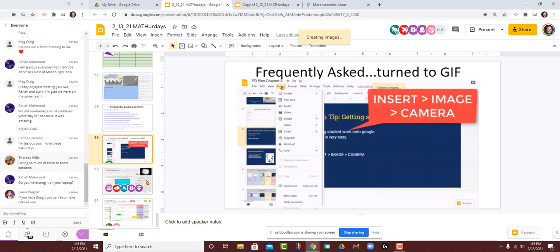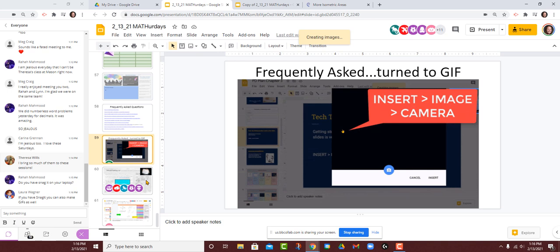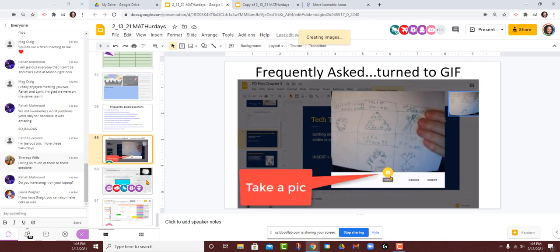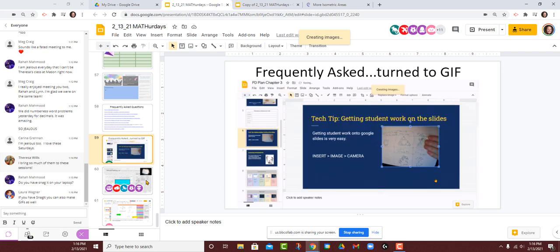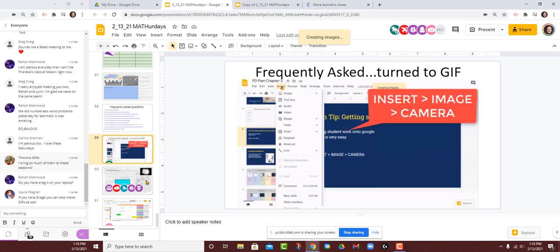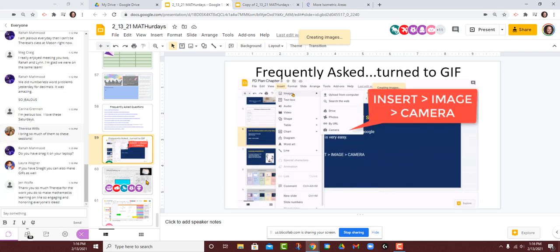Oh, Laura, I didn't know Snagit will turn things into GIFs. I love learning new things. Thanks for not letting me get any sleep tonight. Did you say Snagit?